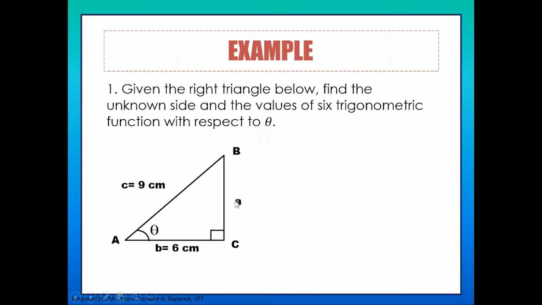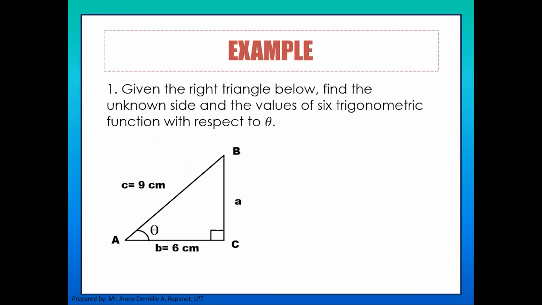Likewise, we can't use any one of the 6 trigonometric functions in solving for value of A because we don't have value for angle theta. And maybe you're wondering why. Later, that will be further intensified. So, for the meantime, the right thing to do here to solve this problem is for us to use the Pythagorean theorem.